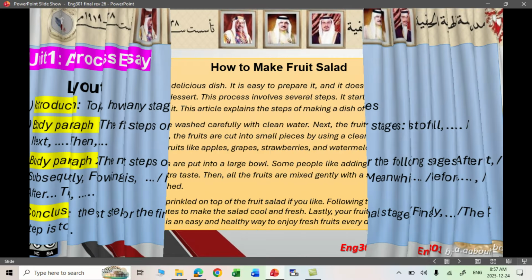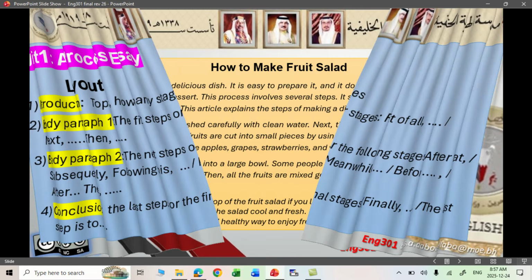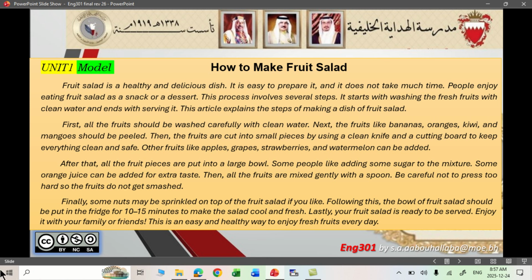Here is an example. That question is already mentioned in your book, how to make fruit salad. Okay, and as you can see, you have the introduction, the 2 body paragraphs, and the conclusion. You can pause, read it carefully. You can even take a screenshot and keep it for revision. Okay?